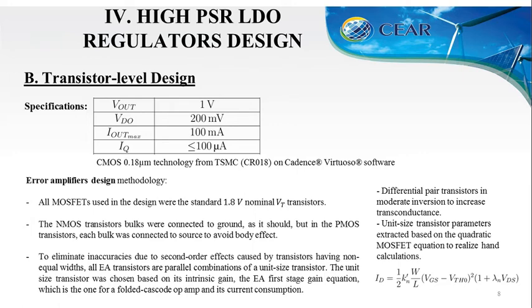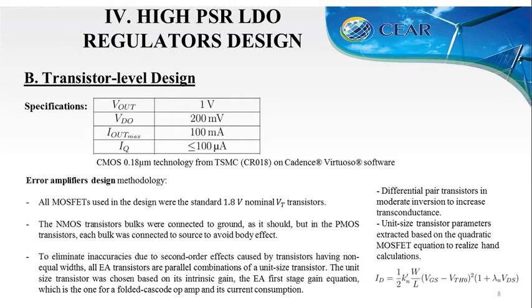To design the error amplifier, all MOSFETs used in the design were the standard 1.8 nominal VT transistor. The NMOS transistors' bulks were connected to ground as it should, but in the PMOS transistors, each bulk was connected to source to avoid body effect.